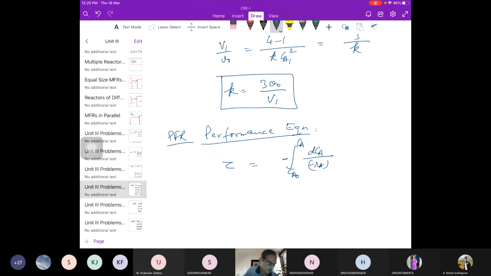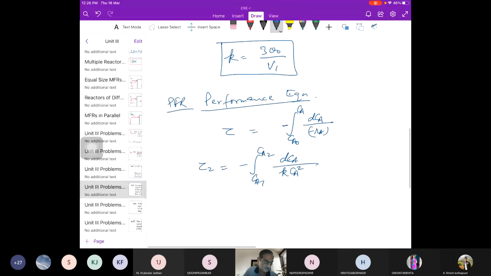So in this case tau 2 is equal to minus, CA1 to CA2, dCA by K, क्या हो जाएगा? CA होगा CA2, CA स्क्वायर रहेगा. राइट? ठीक है. तो that is the right equation. तो इंटीग्रल क्या हो जाएगा इसका? What is the integral of dCA by CA squared?